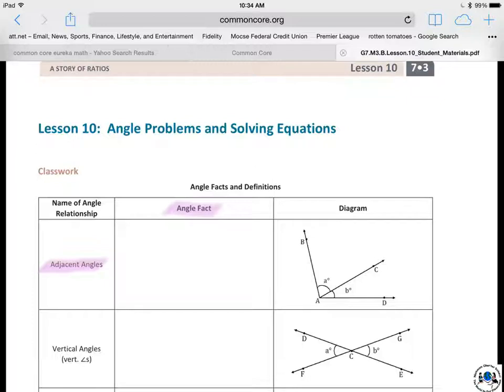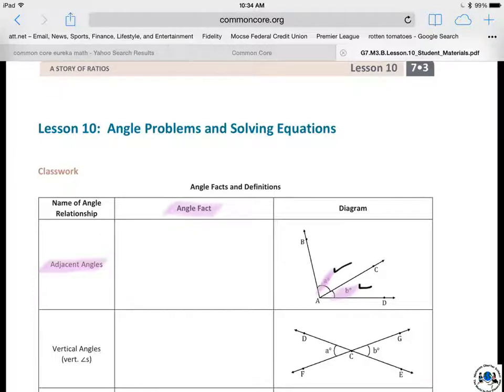Okay, but you can see that A here and B are what we call adjacent angles, and you can see they are next to each other. They are right next to each other. One is here, and then one is right there. So they are right next to each other.